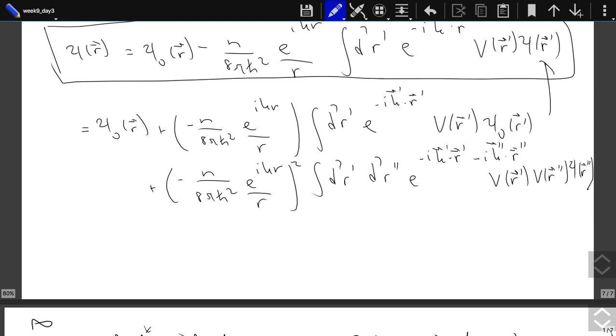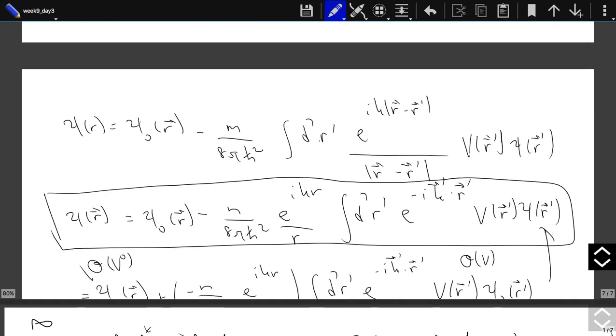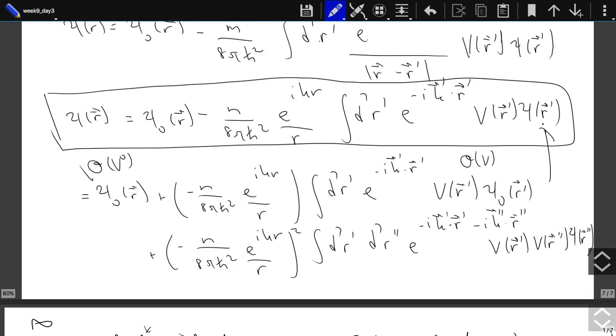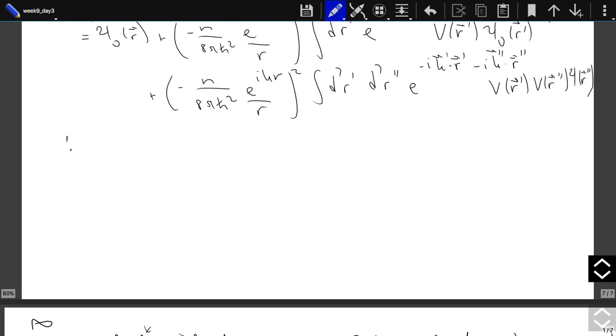But you see, this is the first term which doesn't depend on v. This is so-called of the order of v to the power 0. The next term is of the order of v. So if the potential is small, we can just keep the first term. Which will basically amount to saying that if the potential is small, the wave function will not change significantly from psi 0. And so if it will not change significantly from psi 0, in the integral you just put psi 0. This is called the first Born approximation.